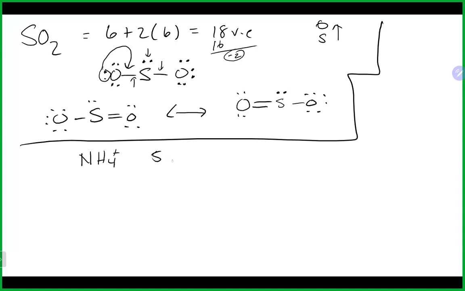So we got 5 for the nitrogen, 4 times 1 for the hydrogen. And this has a plus sign, which means we need to subtract off 1. So that's going to give us 9 minus 1 is 8 valence electrons. In this case, we know hydrogen should never be in the middle. So that's going to be a nitrogen, with some hydrogen happening here.